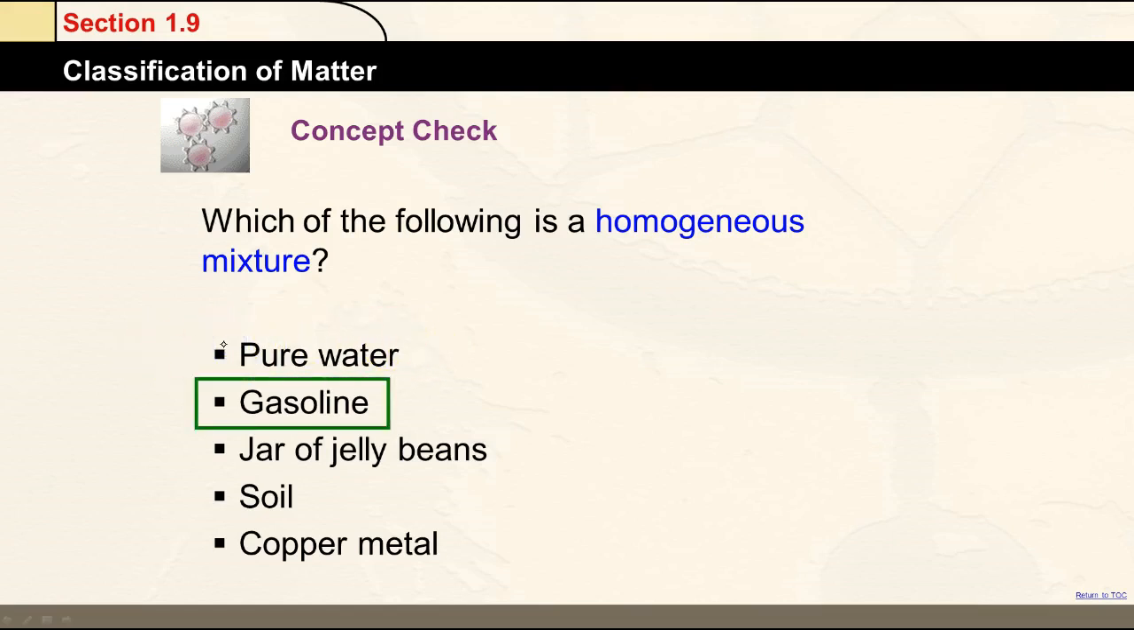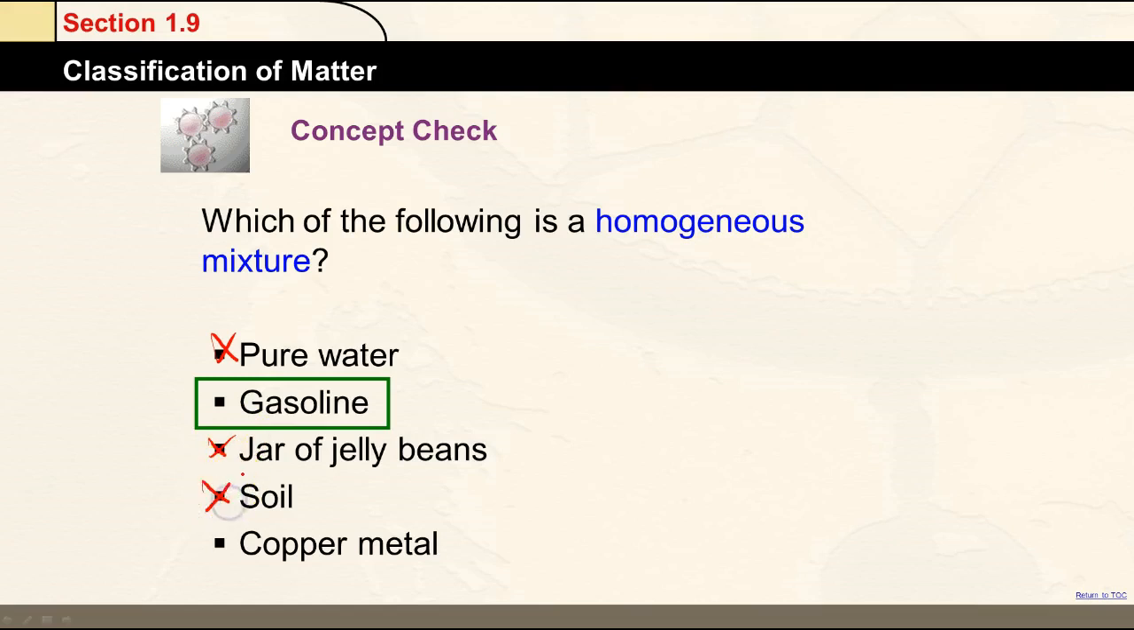This would actually be qualified as a pure substance. So it's not a mixture. And you can see here the answer already popped up on the screen, but let's go through the other three at the bottom really quick. A jar of jelly beans, you can see the differences. That one's easy. So it's not homogeneous, it would be a heterogeneous mixture.